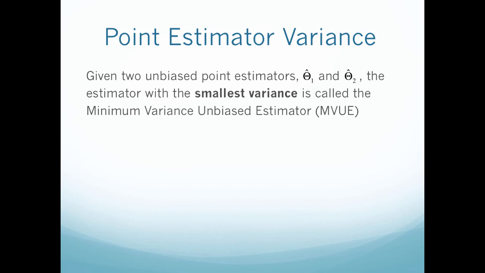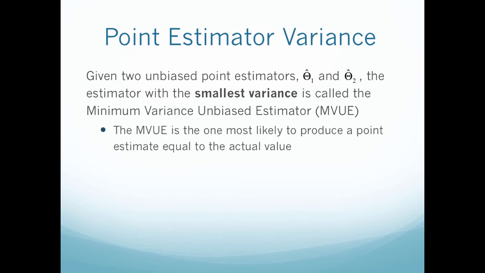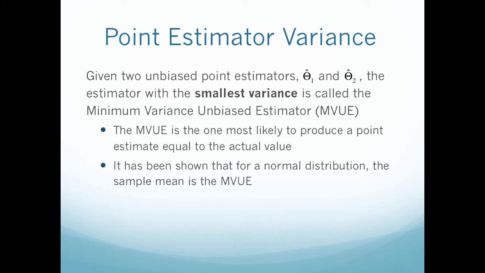This is often referred to by statisticians because we care which one has the smallest variance. The point estimator with the smallest variance is the one you're going to want to choose to represent your population. The MVUE is the one most likely to produce a point estimate equal to the actual value, and the MVUE is also important when it comes to distributions. It's been shown that for a normal distribution, the sample mean is your MVUE. That saves you the step of having to guess: do I use the median, do I use the standard deviation, do I use the mean? With a normal distribution, your sample mean is going to be your MVUE.